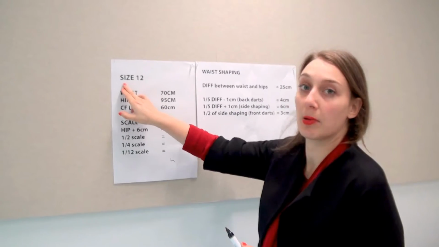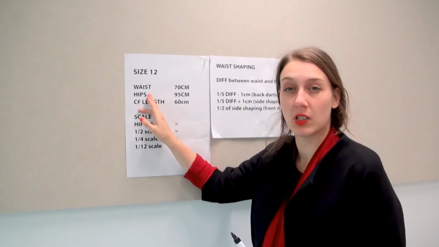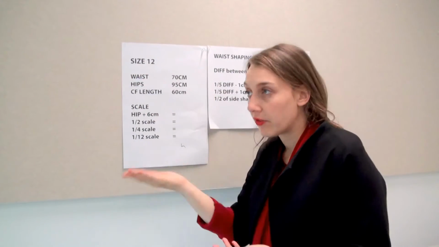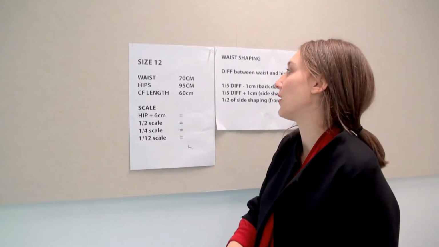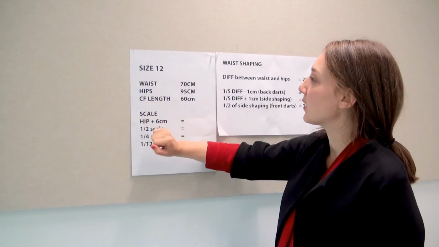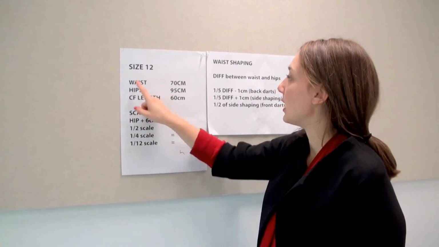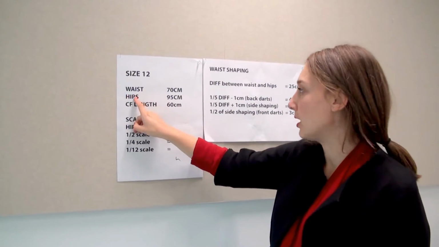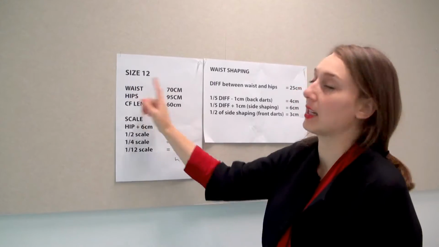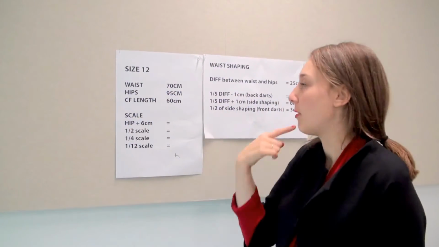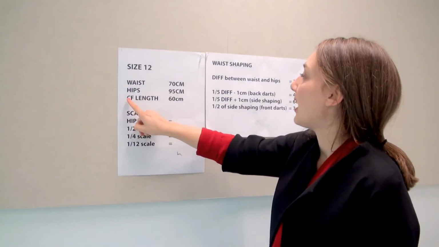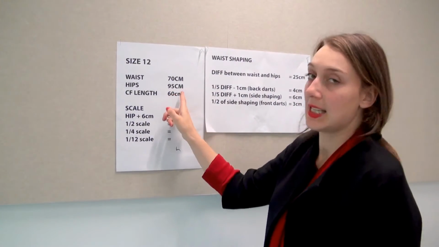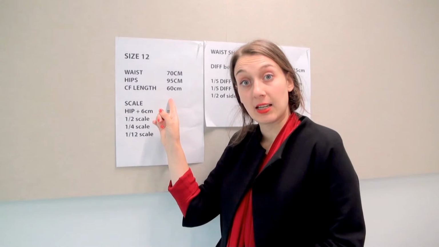To draft our skirt block, for our prototype we should be drafting to an Australian standard size 12. In the very front of your book, there's the measurement chart, so you refer to that. For the skirt block, you're going to need the waist measurement, which is 70 centimetres, the hip measurement, which is 95. We're talking about circumference here, remember, around the body. And then also the centre front length. For this example, I'm going to draft a 60 centimetre length.